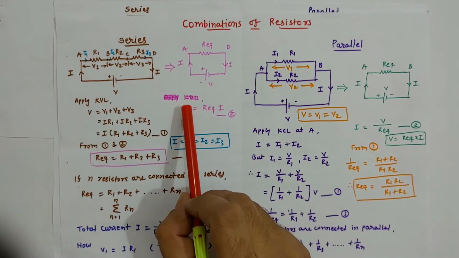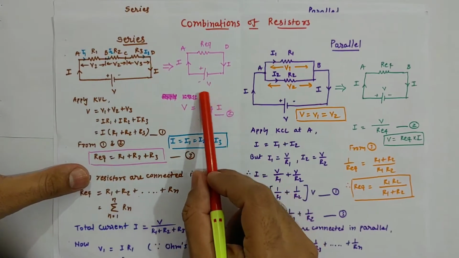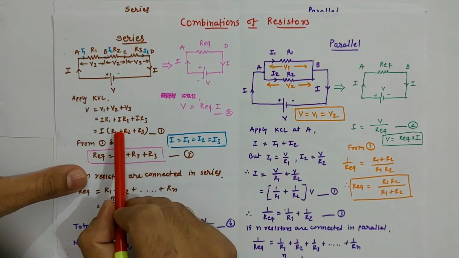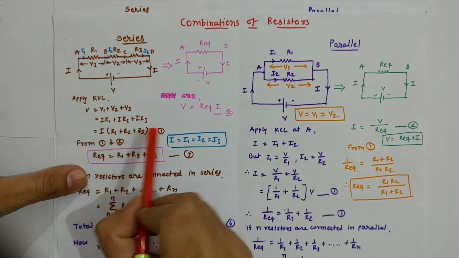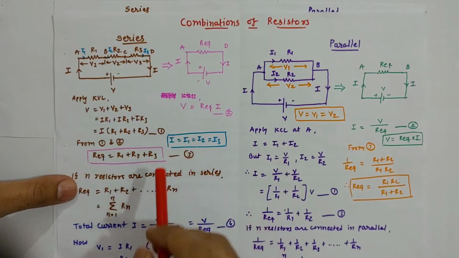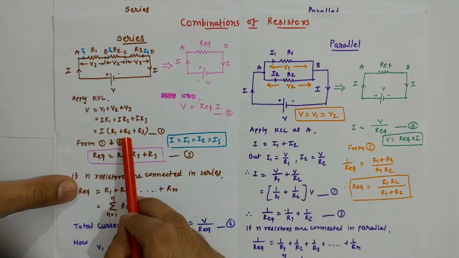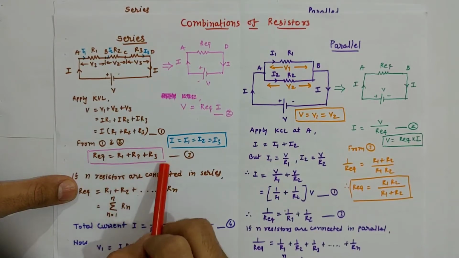As the value of V is common in both circuit diagrams, we equate the right side of equation number 1 and equation number 2. So we get R equivalent equals R1 plus R2 plus R3. This is equation number 3.